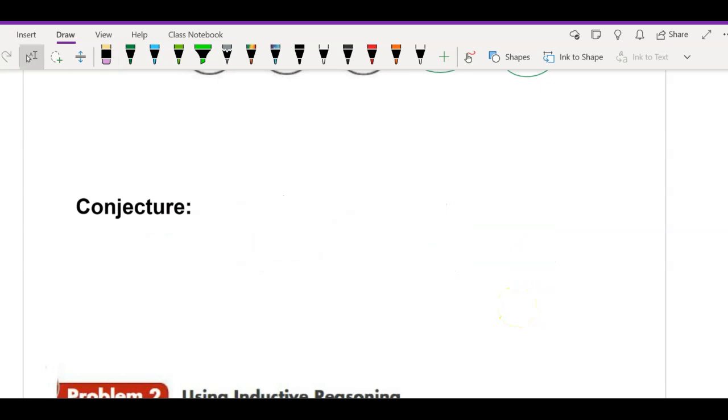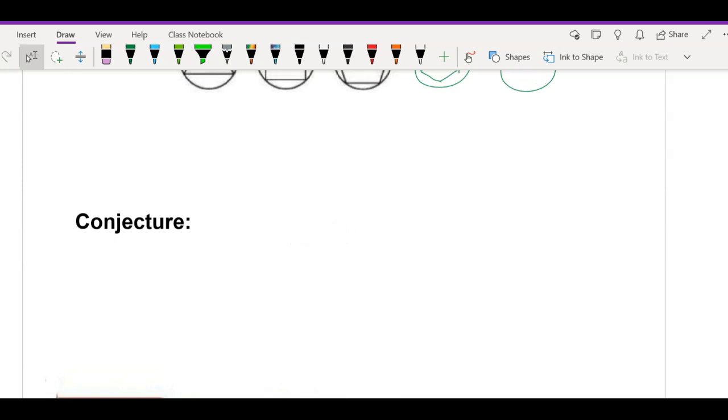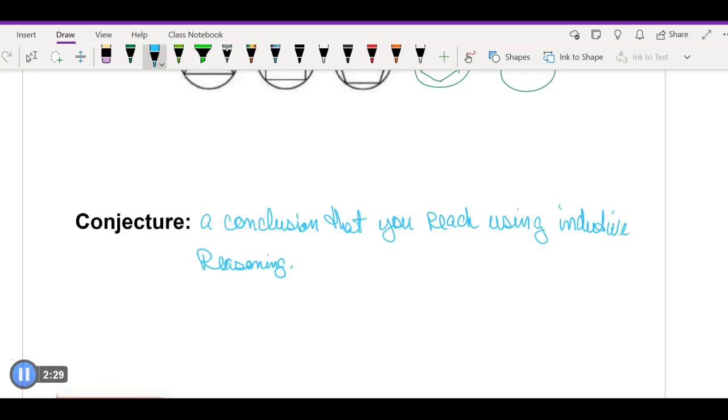Okay, so now we have another vocabulary word, conjecture. Conjecture is a conclusion that you reach using inductive reasoning. So conjecture is a conclusion that you reach using inductive reasoning.